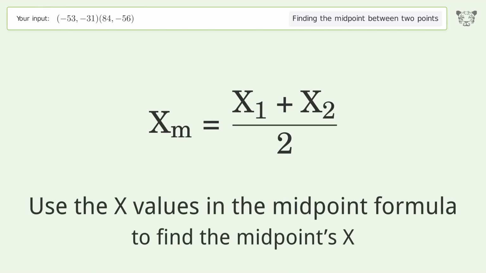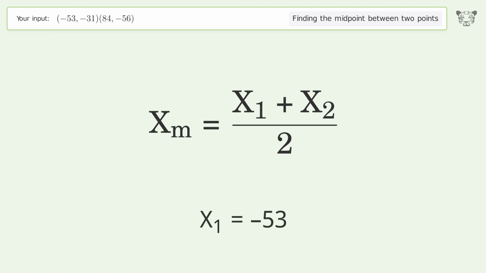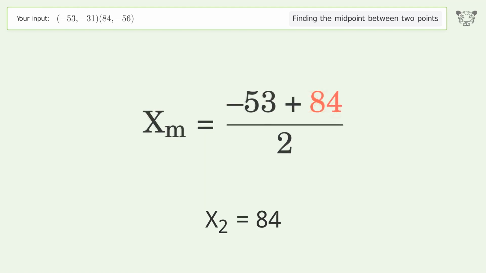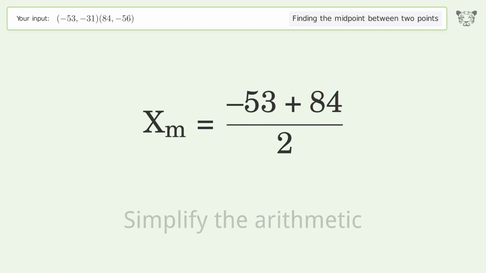Use the x values in the midpoint formula to find the midpoint's x. x1 equals negative 53. x2 equals 84. Simplify the arithmetic.